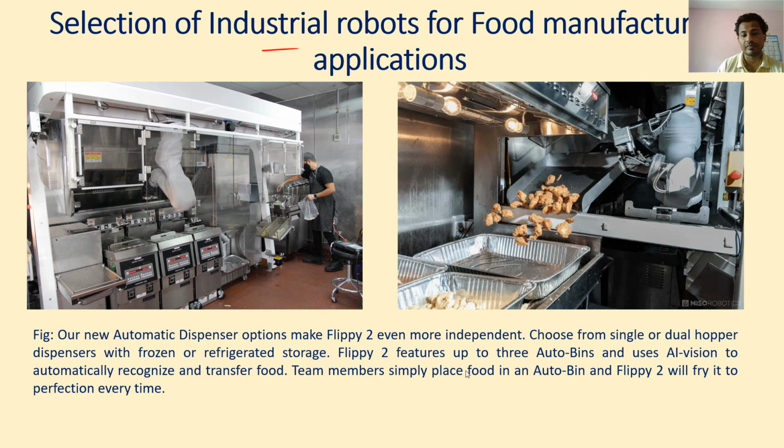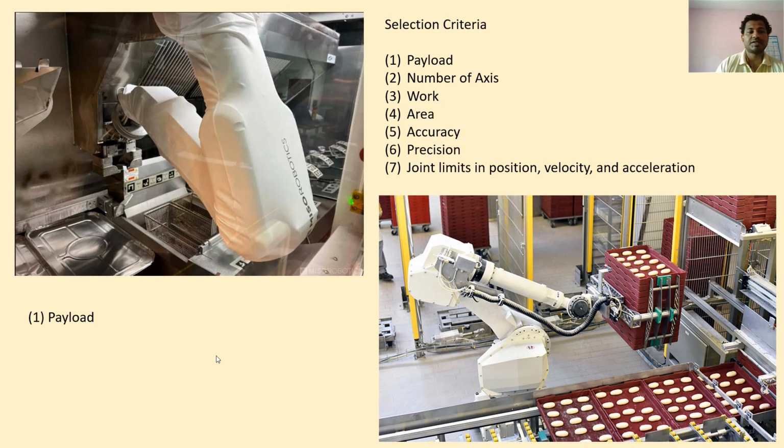Flippy 2 features up to 3 auto bins and uses AI vision techniques, artificial intelligence vision techniques, to automatically recognize and transfer food. Team members simply place food in an auto bin and Flippy 2 will fry it to perfection every time. Now, the selection criteria.